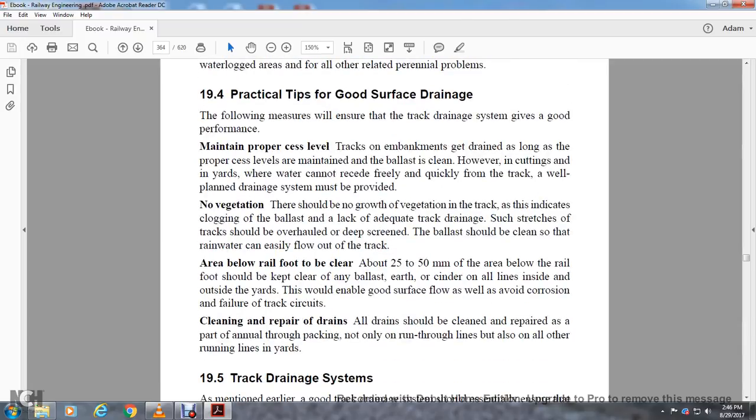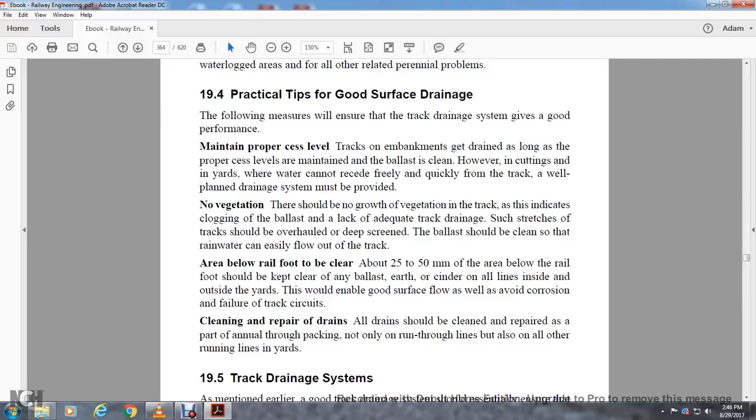Area below the rail foot to be clear. About 25 to 50 millimeters of the area below the rail foot should be clear of any ballast or earth, in the center of the lines as well as on the inside and outside of the yard. This would enable good surface flow as well as avoid corrosion and failure of the track.